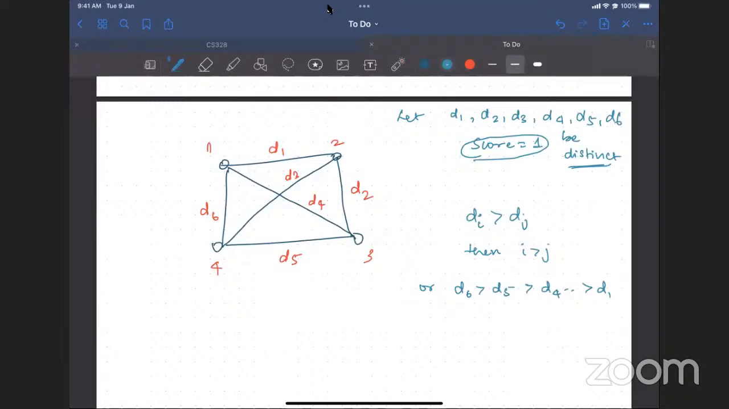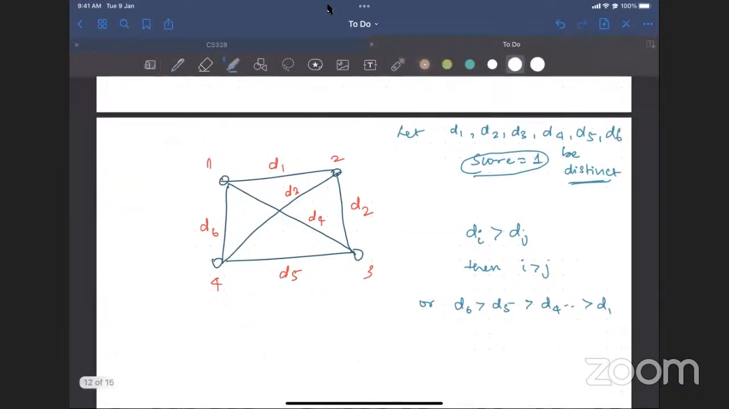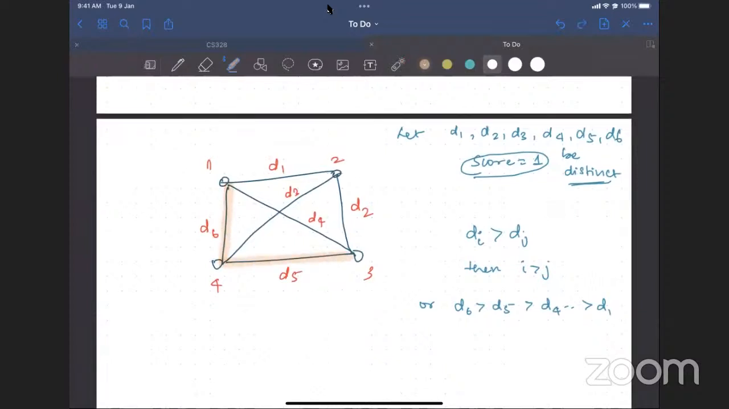So can anyone tell me what is the first edge that I should take so that I can get the maximum score? D6. Okay, perfect. So D6, then D5. But then D4 will form a cycle, and we don't want that. So D3. Then we are done.